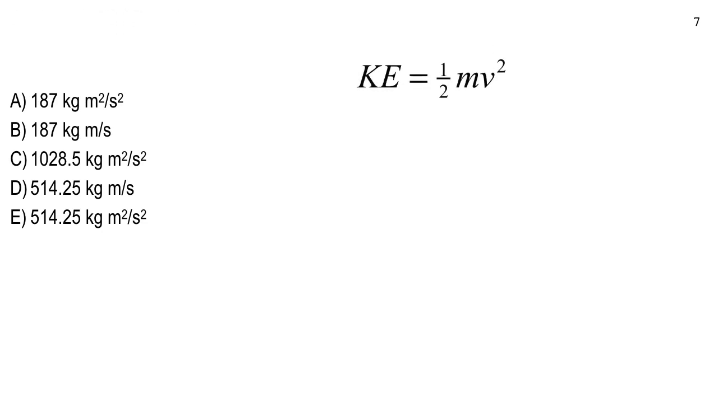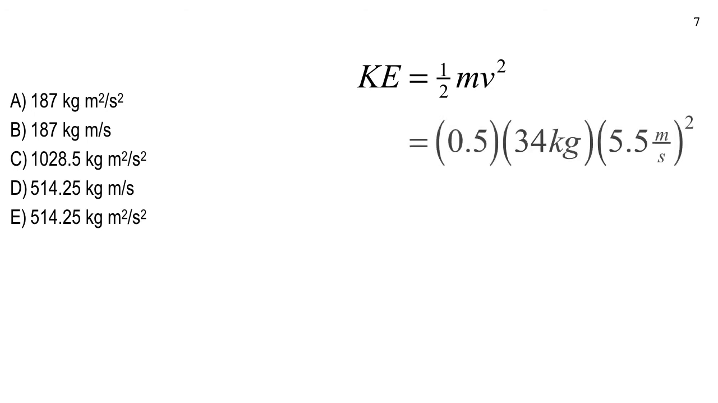So let's look at this. All right? KE equals 1/2 mv squared. All right? So here we go. We'll plug it in, the definition, and 0.5 out in front, and then his mass, 34 kilograms, and then 5.5 quantity squared, right? So you have to square that.